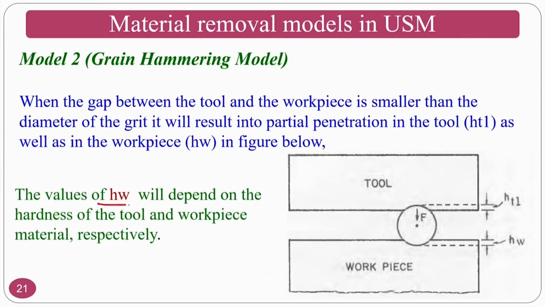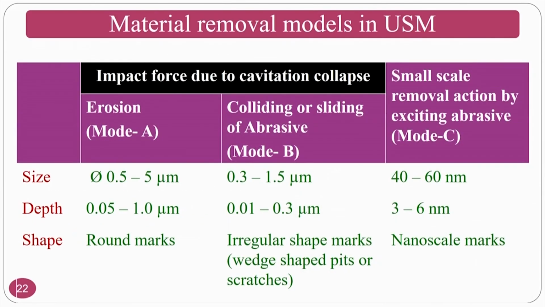The value HW will depend on the hardness of the tool and the workpiece material respectively. Okay. So, HT is into the tool, HW is into the workpiece. What we want is not into the tool, what we want is HW, that is how much is penetrating inside the workpiece material to make the required shape. This indentation of HW will always be a function of the workpiece material mostly and partially the tool material also.